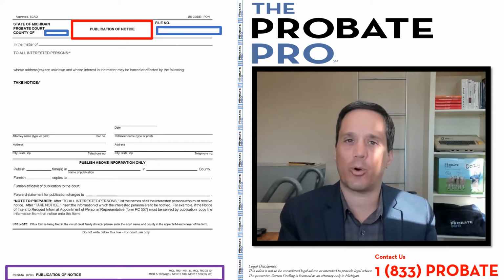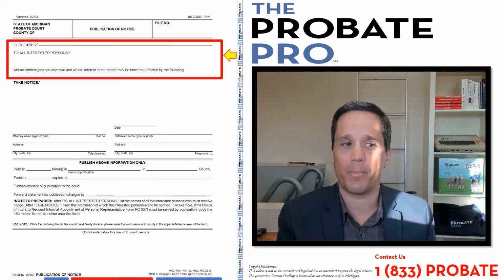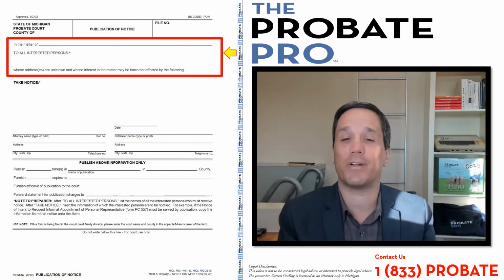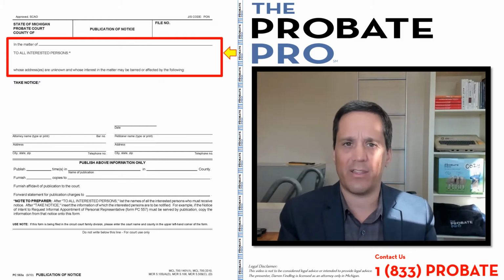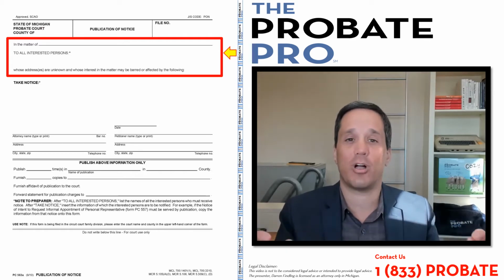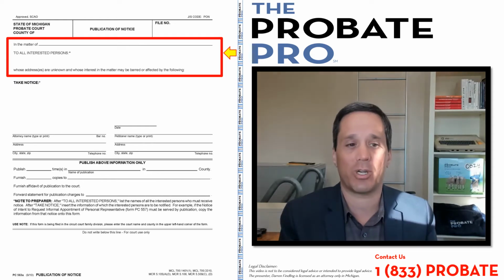In the top left corner is the county in which the matter is handled, and in the top right corner is the case number. As you can see at the top, it says "In the matter of." That would reference the name of the estate, the file name that the court is using. And then there's a provision that is like a catch-all. It says "To all interested persons," and there's a little asterisk there. We're going to cover that asterisk in a moment.